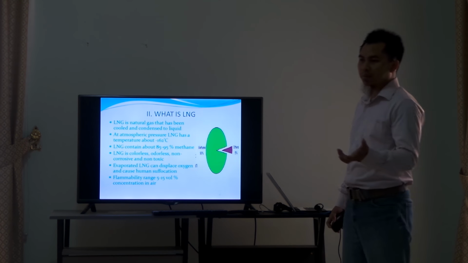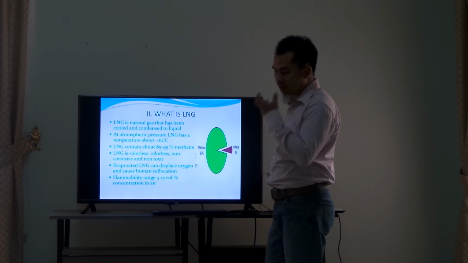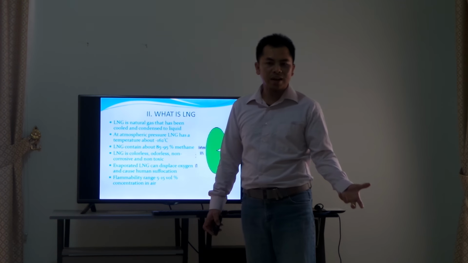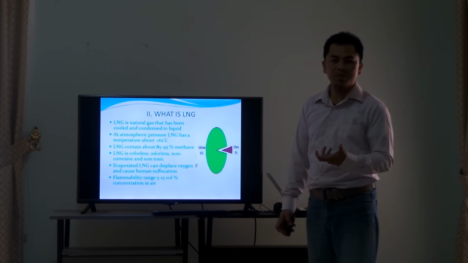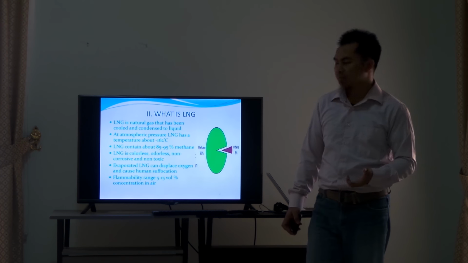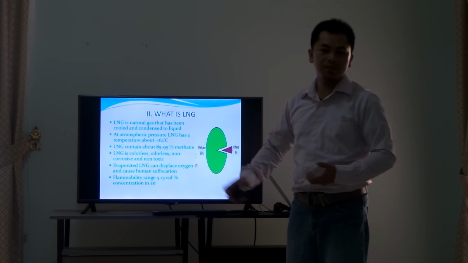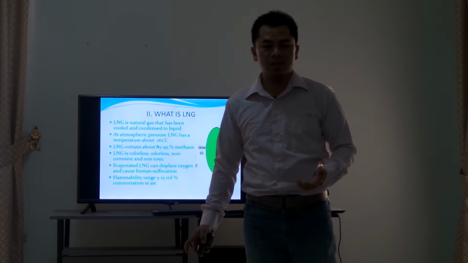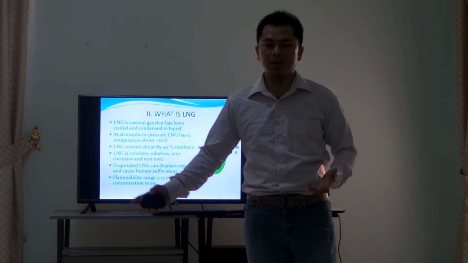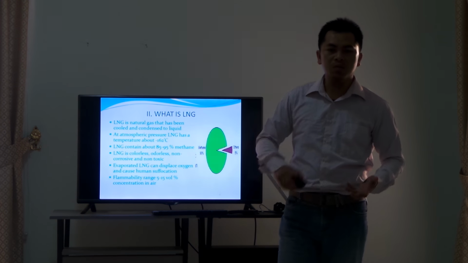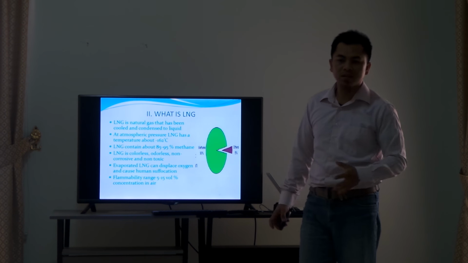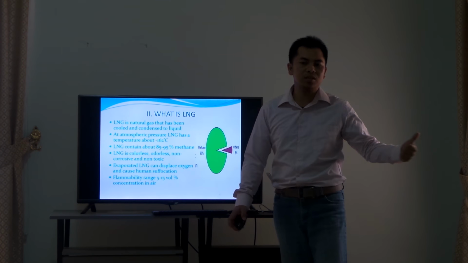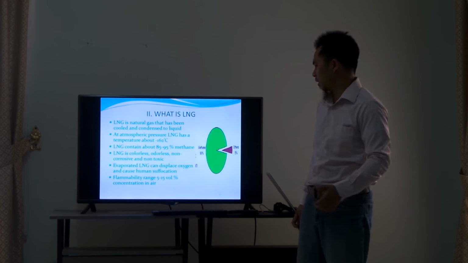LNG's characteristics: it is colorless, only white like water. Odorless, there is no smell because it is already removed during the LNG process. Non-corrosive, so it is no longer corrosive. Materials that can be corrosive, like water and CO2, are already removed during the LNG process. And non-toxic, they already remove toxic materials such as H2S or mercaptan from the LNG.